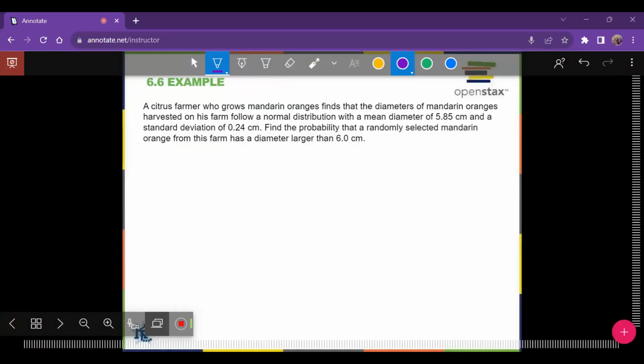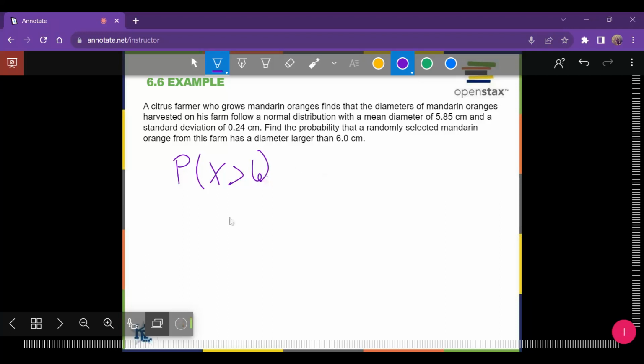So this is our last example for chapters 4 through 6. So let's take a look. A citrus farmer who grows mandarin oranges finds that the diameter of the mandarin oranges harvested on his farm follow a normal distribution with a mean diameter of 5.85 centimeters and a standard deviation of 0.24 centimeters. Find the probability that a randomly selected mandarin orange from the farm has a diameter of larger than 6.0. So in this case, we're talking about P is x greater than 6.